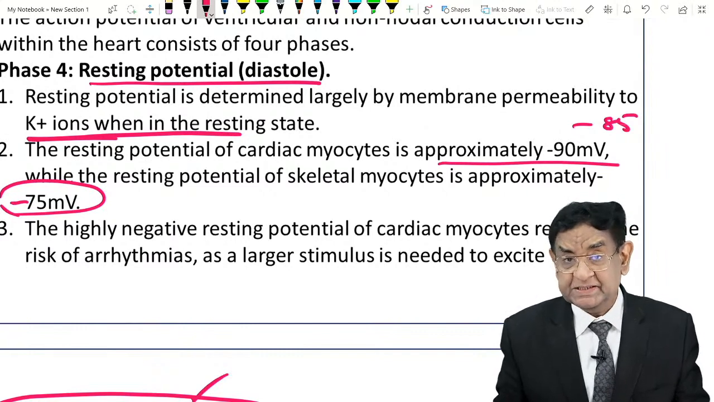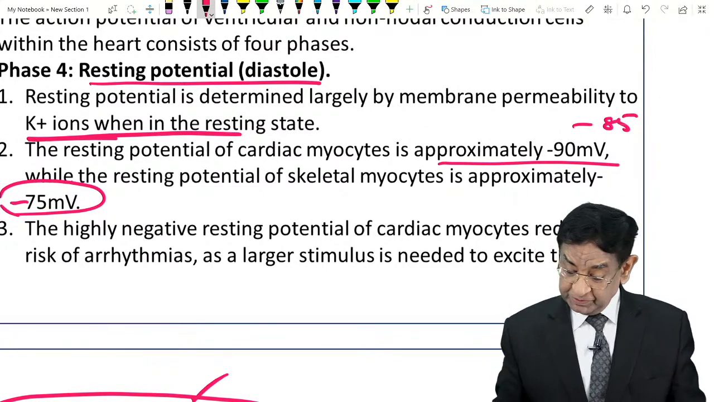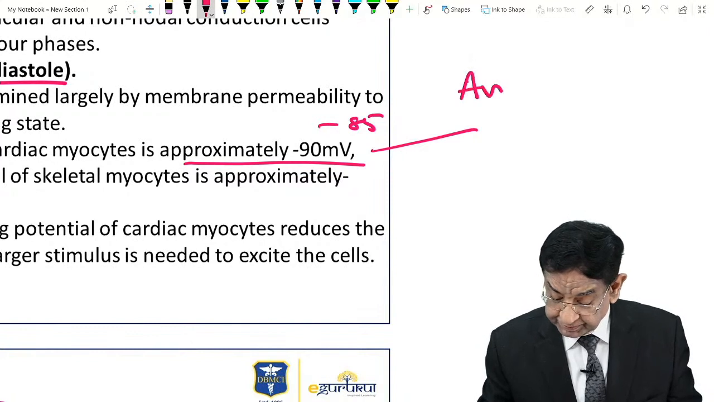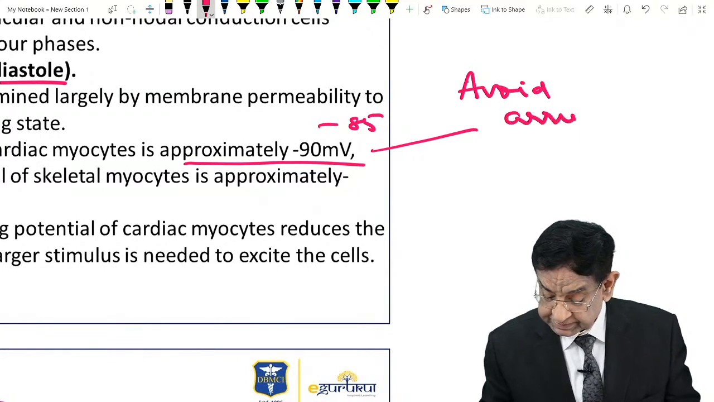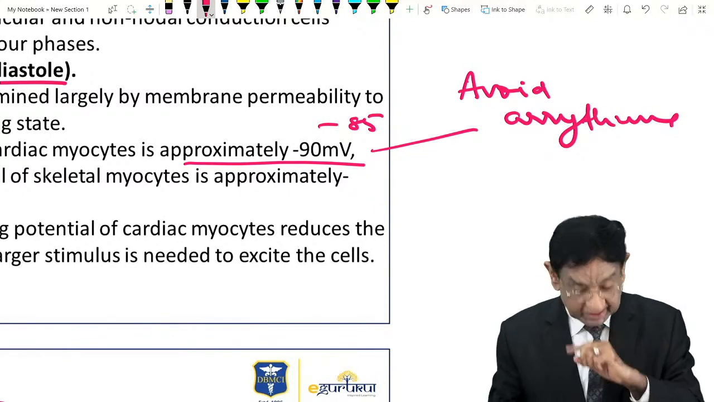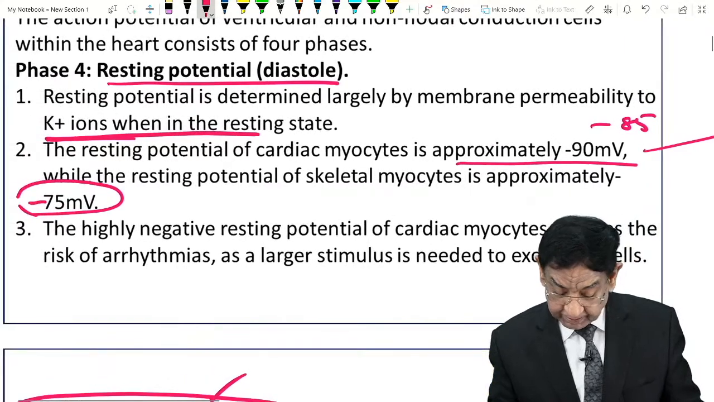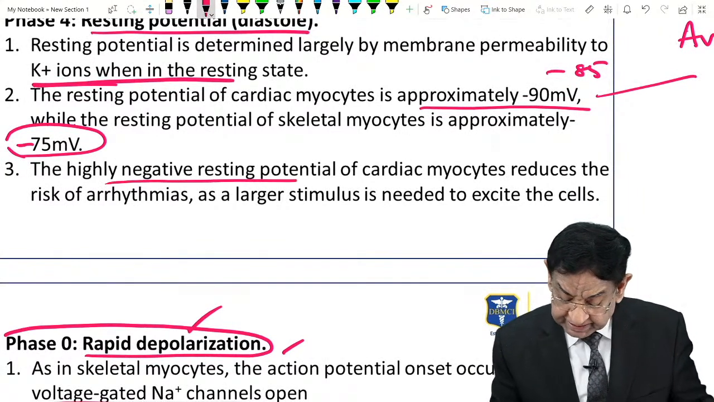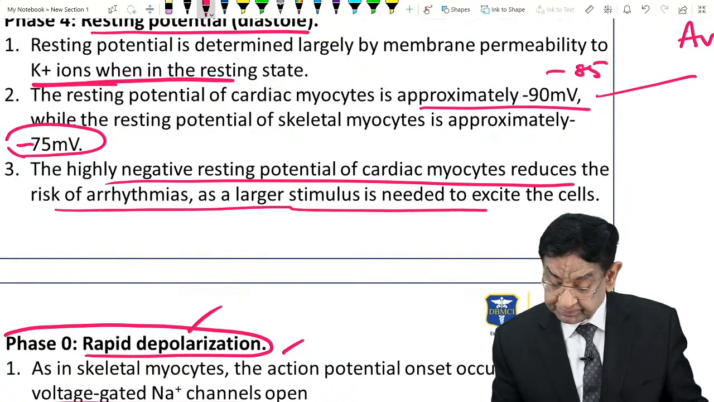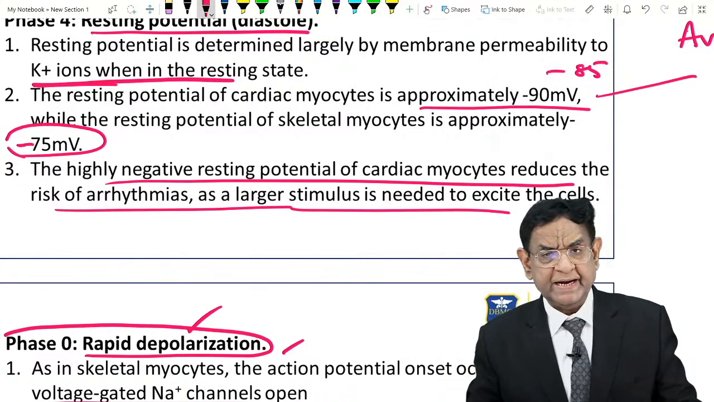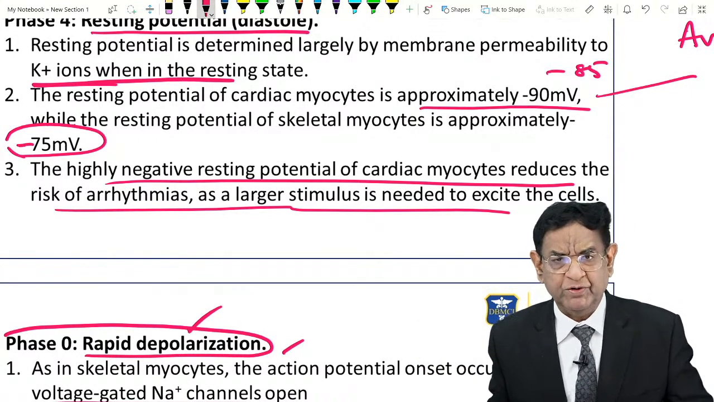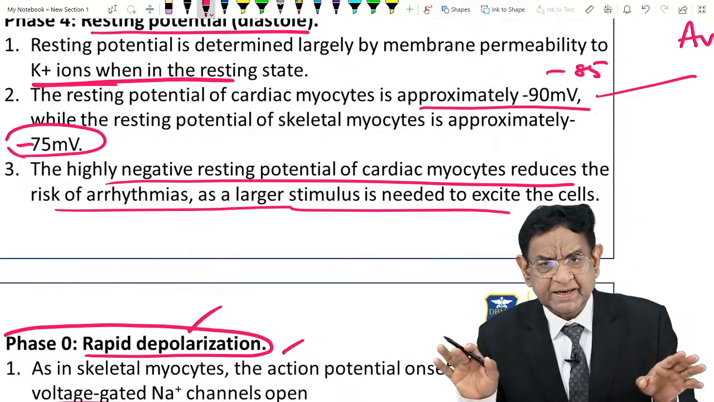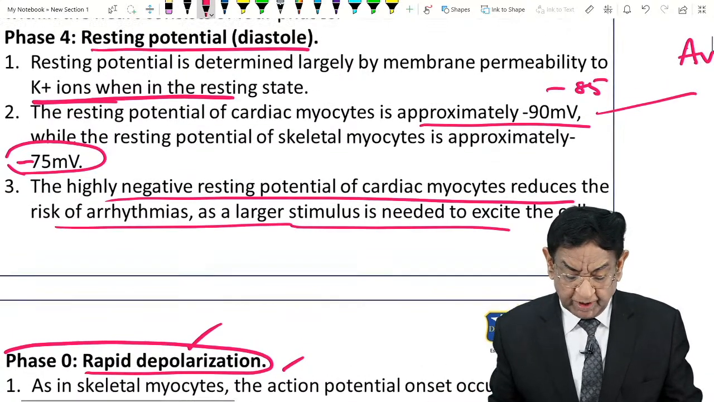And this is very essential to avoid arrhythmias. If somebody asks you why, it is because it is so negative. This is a natural way of avoiding arrhythmias. So, as I was telling you, the highly negative resting potential of the cardiac myocyte reduces the risk of arrhythmias. Because it's more negative, we need a very high amount of powerful stimulus to generate any arrhythmia. Normally, none of the antiarrhythmic drugs act at this place. So that's why.